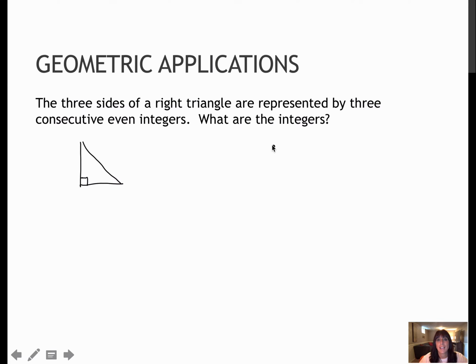So if I say that x is the first integer, the even integers are 2 units apart. 2 to 4 would be 2 units apart. 4 to 6 is 2 units apart. So I'm going to say that x plus 2 is my second, and 2 more than x plus 2, which is x plus 4, is my third. Now I know in a right triangle the longest side is the hypotenuse. So this is x plus 4, and it doesn't matter which one is x or x plus 2.